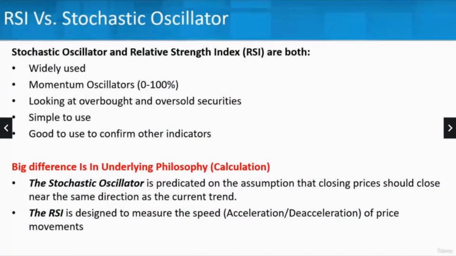So first off, let's talk about their similarities, because it's more similar than different, actually. With the stochastic oscillator and the relative strength index, they are both widely used. They're both very popular. They're both momentum oscillators, so that means they're going to be between 0 and 100%. So they're all going to be percentages, and they're all going to be positive numbers. They're really looking at these overbought and oversold situations. That's what we're trying to identify as we get closer to peaks and troughs of overbought and oversold securities. And they're simple to use.